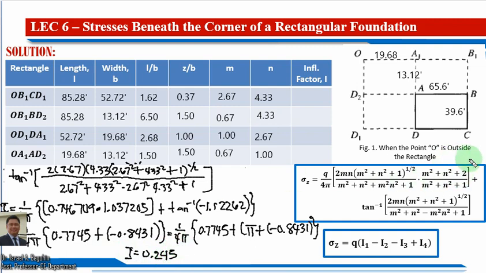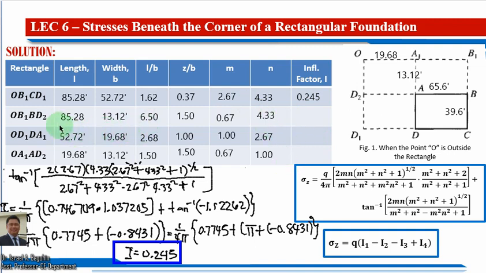Okay, so this would be now our first influence factor, considering this rectangle OB1CD1. So actually we can input it here. So this would be equal now to 0.245.